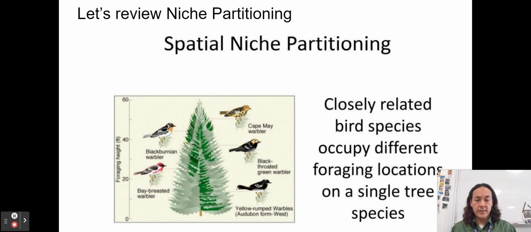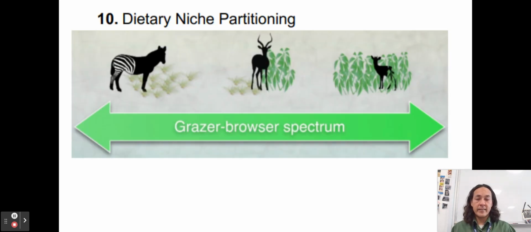Let's review another couple of instances, and I had some slides in class where you got to pick them. Here is spatial niche partitioning. These are different warbler birds all living in different parts of the tree. So spatial is space. Here's dietary. So these are some other different ruminant organisms.